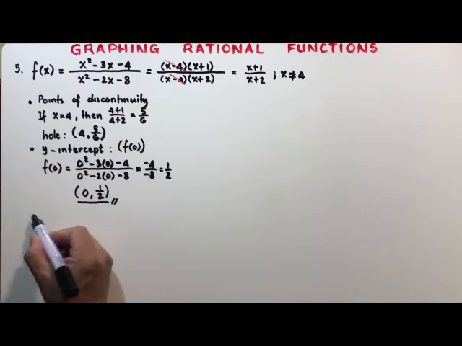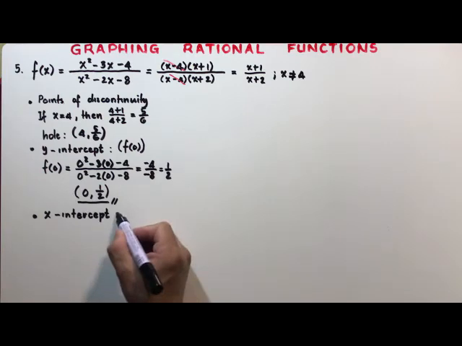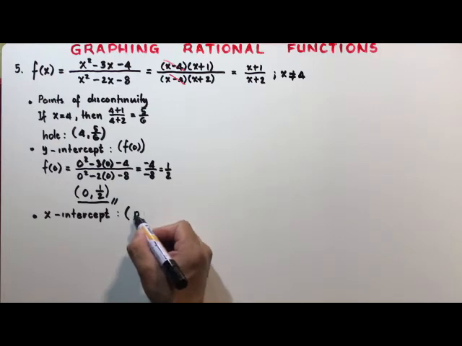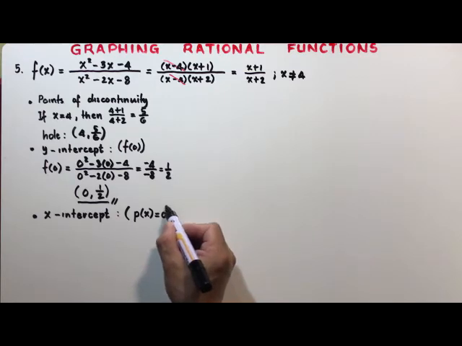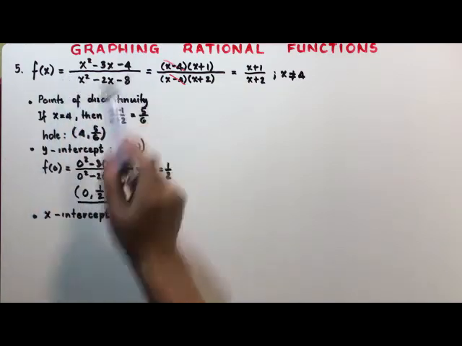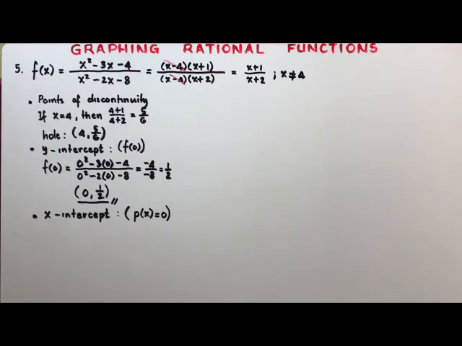Now let's proceed to our x-intercept. Our x-intercept can be obtained, remember, from our guidelines, by setting the polynomial in the numerator to 0. And why is that? Because at the x-intercept, the y must be 0. So if your y is 0, so your f of x is 0, and this one times the denominator, that's 0. So what will remain is the numerator. So setting the numerator to 0 is our x-intercept.